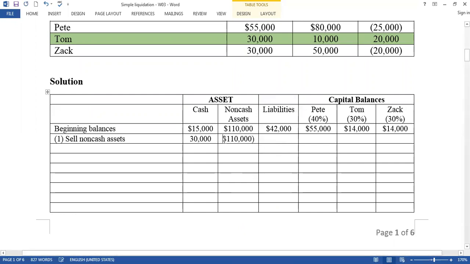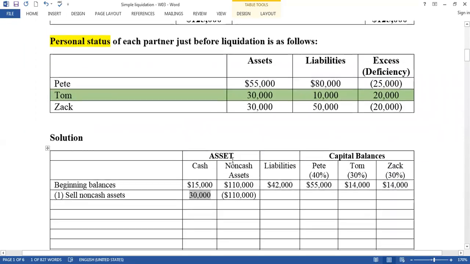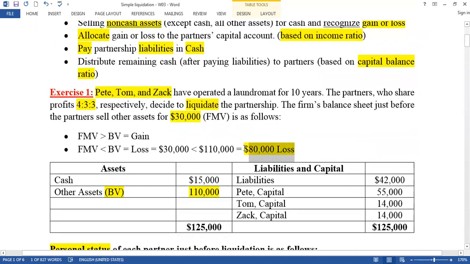We sell our asset. Do you understand? So we sell our asset 110 and we receive cash $30,000. Now I told you that when we sell, we have to immediately recognize whether we have any gain or loss, right? And we find that we have a loss.